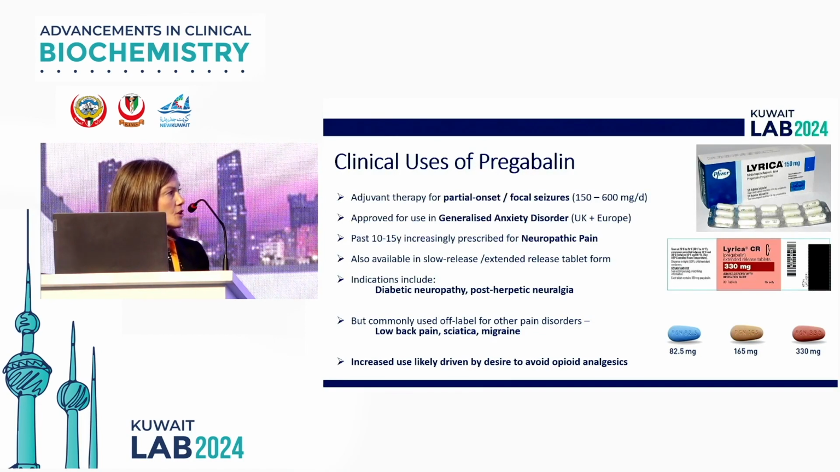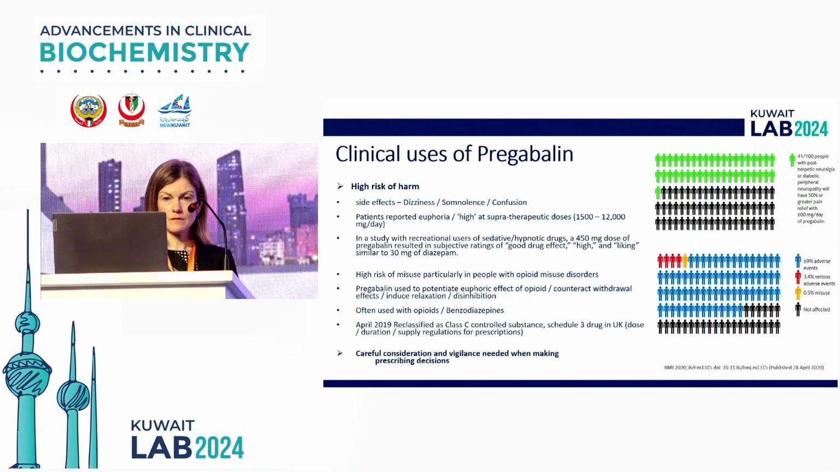Indications mainly include, in the States, Australia, Europe, and the UK, diabetic neuropathy and post-herpetic neuralgia. But it's also commonly used off-label for other pain disorders such as migraine, low back pain, and sciatica. And the reason for the increased use is probably the drive to avoid opioid analgesics.